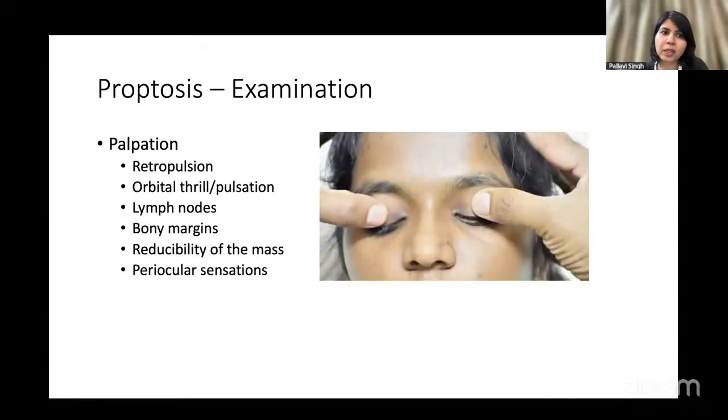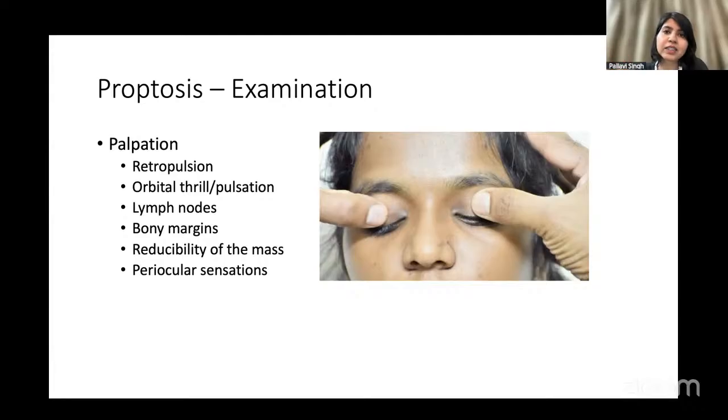Now, moving on to palpation from inspection. One of the common things that we like to do is retropulsion. Retropulsion is essentially just using your thumb to push gently against the eyeball. And if you feel some sort of resistance as compared to the normal side, you know that there's a mass behind the eyeball, which is causing that resistance to the push that you're doing. So that's called retropulsion. Of course, if there's some sort of arteriovenous malformation, when you put your finger on the eyeball, you will feel a sort of pulsation or an orbital thrill.